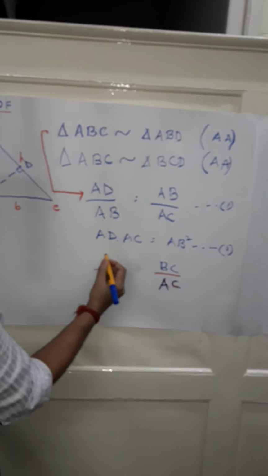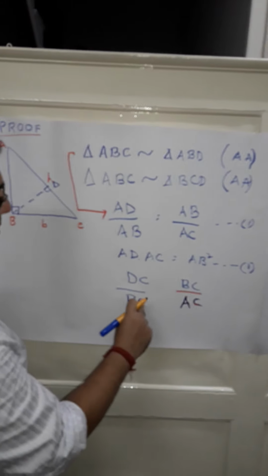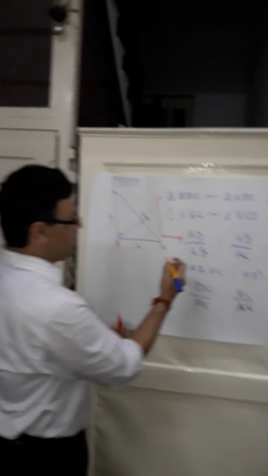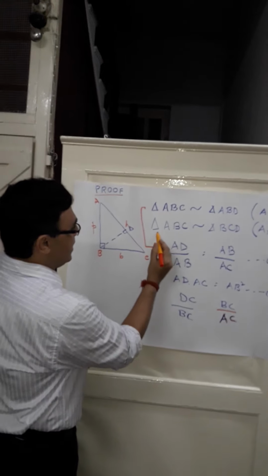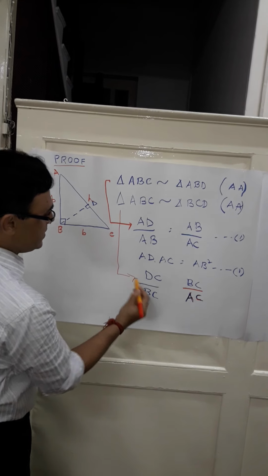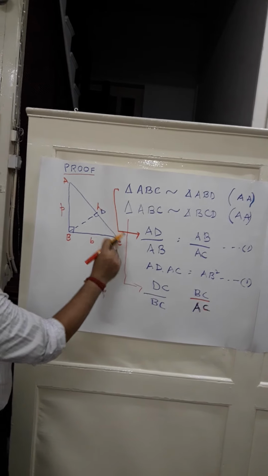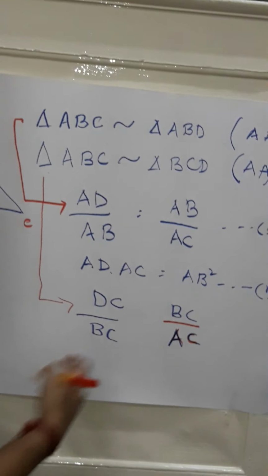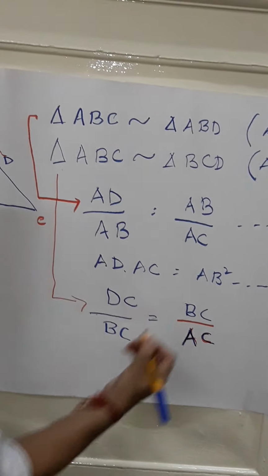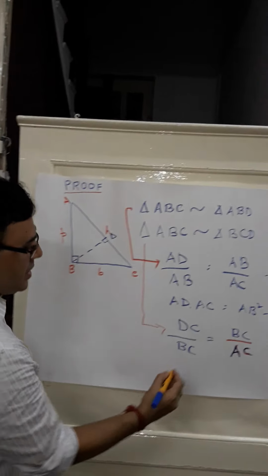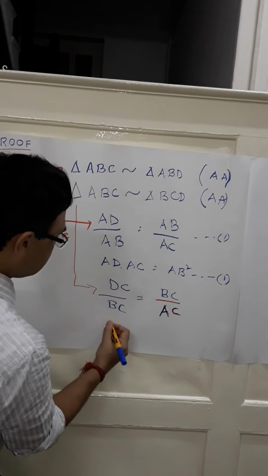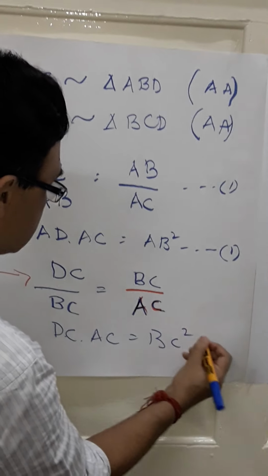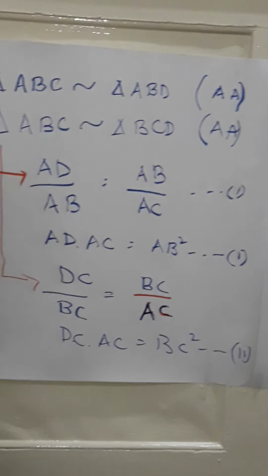So here we have DC. DC by BC is equal to BC by AC. By the same logic, DC by BC of the smaller triangle corresponds to BC by AC of the bigger triangle. So if we cross multiply, we will get DC into AC is equal to BC square. This is the second equation.